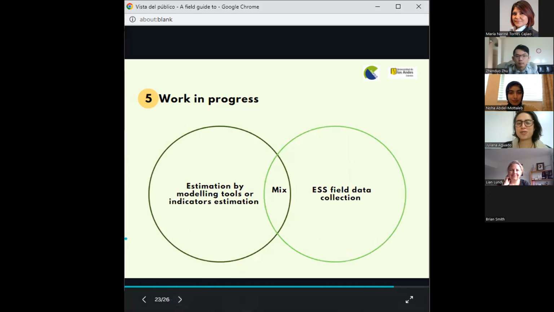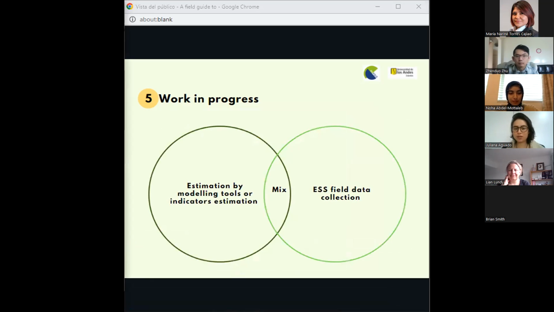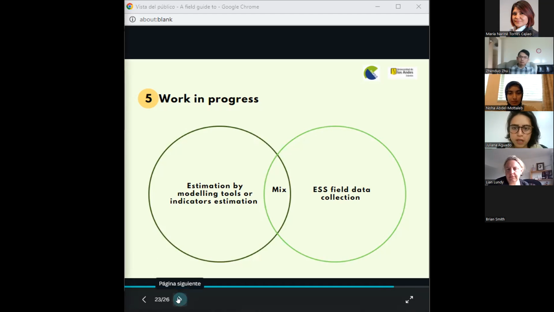We also are trying to define the best methods to quantify the ecosystem services generation, because data collection of ecosystem services is a huge challenge and it's not common in practice. So we found out that most of the studies use a combination of modeling tools and also field data collection to quantify and evaluate these benefits at the final point.